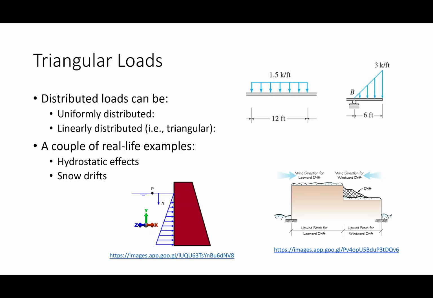So what we were seeing on the previous slide, maybe something like this. This would be a uniformly distributed load. In other words, sort of like a rectangle, whereas a linearly distributed load sort of looks like a triangle. A linearly distributed load might look something like this, like it goes from 0 to a magnitude of 3 kips per foot over a distance of, say, 6 feet.